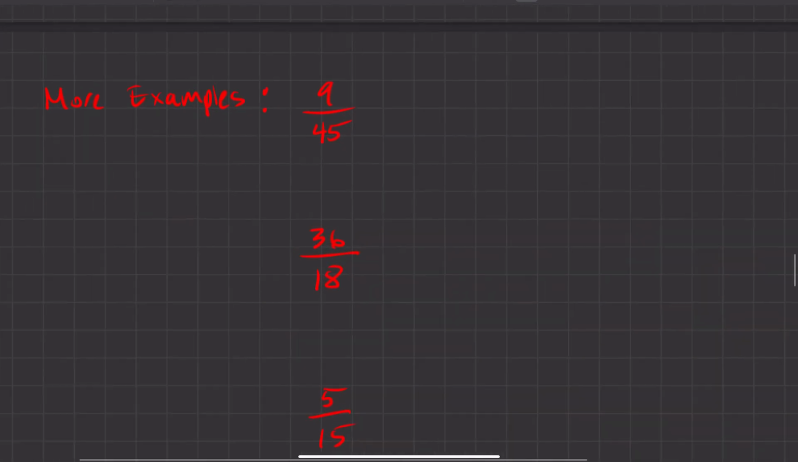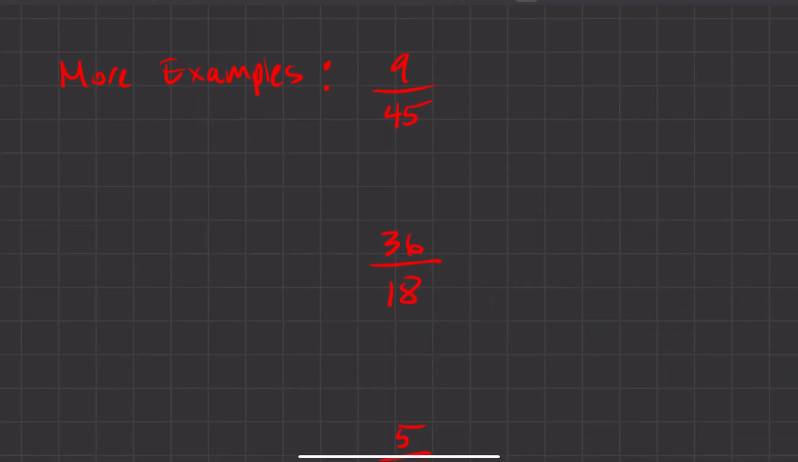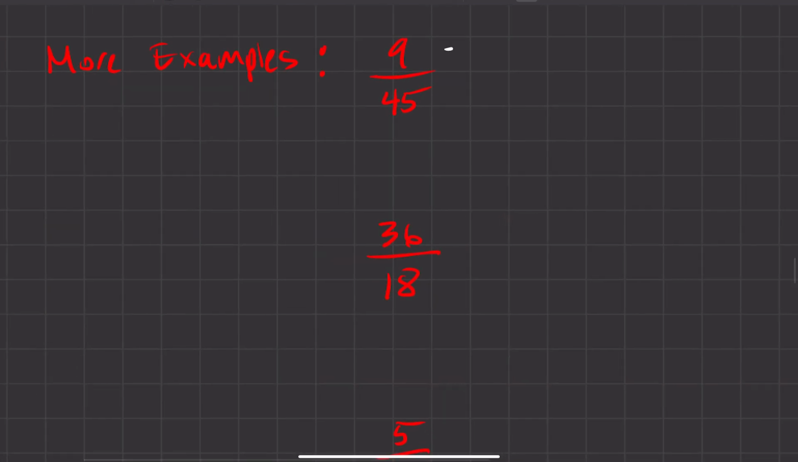Because if I were to look at 9 over 45, I can see that 9 goes into 9 and 9 goes into 45 at the same time, right? So divide by 9 here, divide by 9 here. I'm not doing the GCF and I'm not going to break it apart and cancel. I can just see it, okay? So 9 divided by 9 is 1. 45 divided by 9 is 5, okay? 1 over 5.